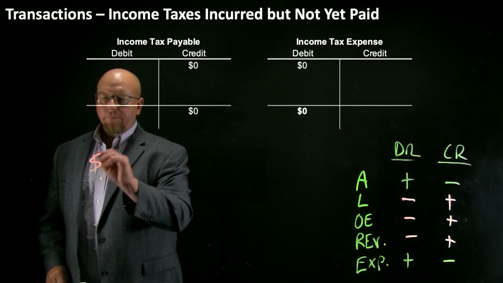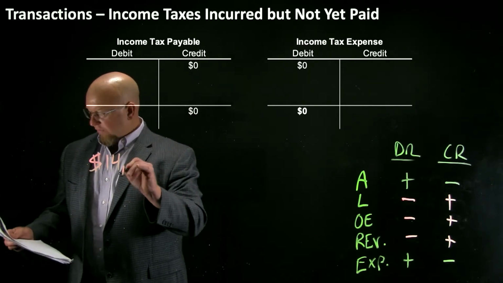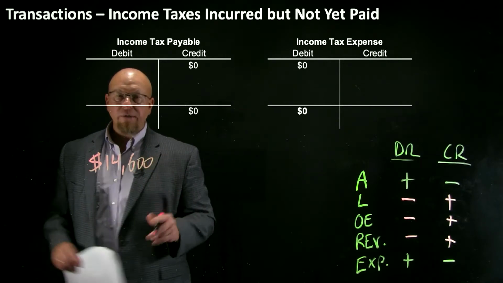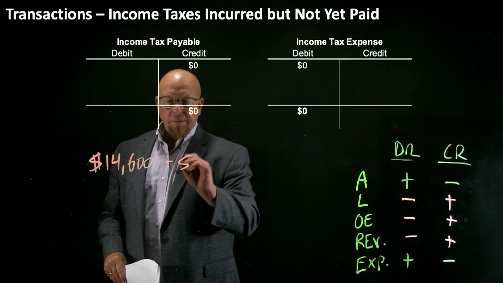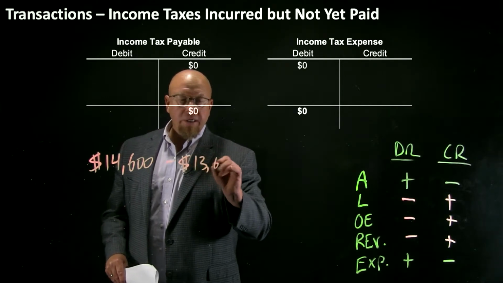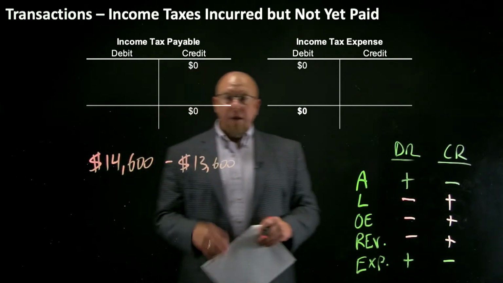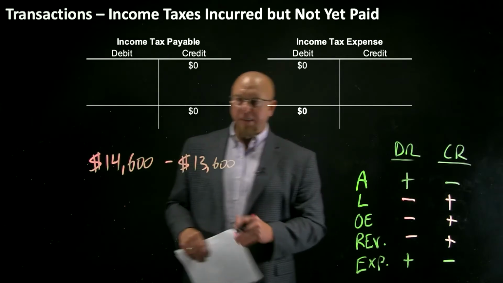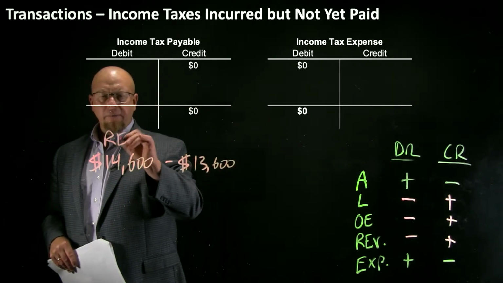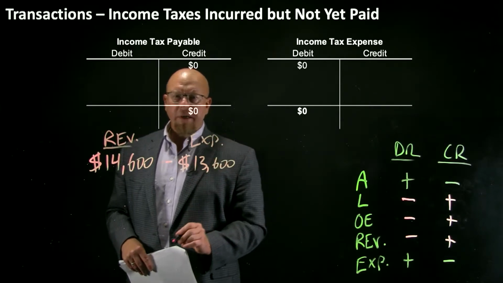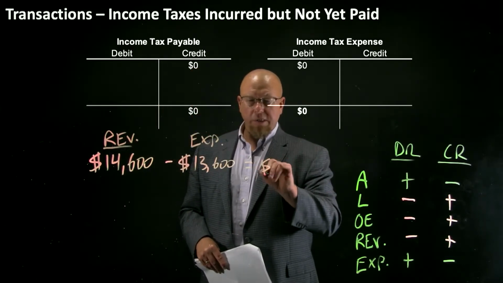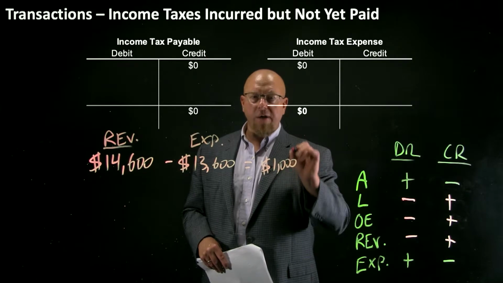So up to this point, I don't know if you've been following along, but we have revenues of $14,600, and our expenses up to this point have been $13,600. Now, profit is revenues minus expenses. And let me just label those. I want to make sure that we are all on the same page here. So revenues minus expenses equals our net income or our profit.